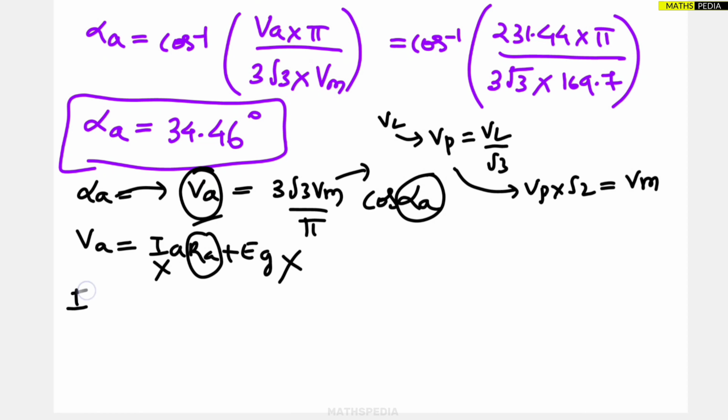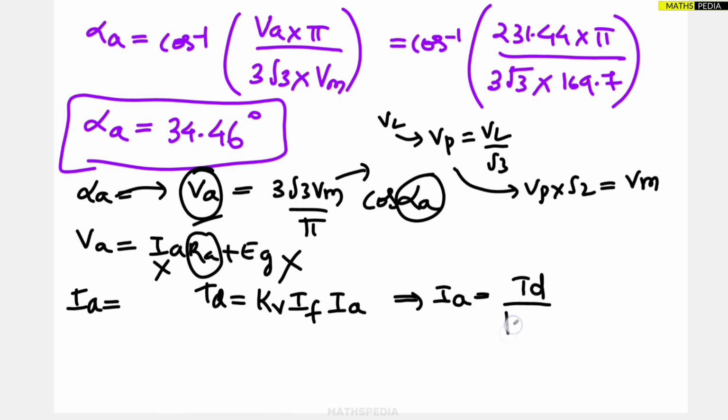IA has to be calculated first, then EG. So IA, how will you find out? By the torque equation. From the developed torque equation I can find out IA, because the torque equation is given by KV or KT, the same thing, both are same, into IF into IA. From this I can find out the IA value by taking torque divided by kV into IF.